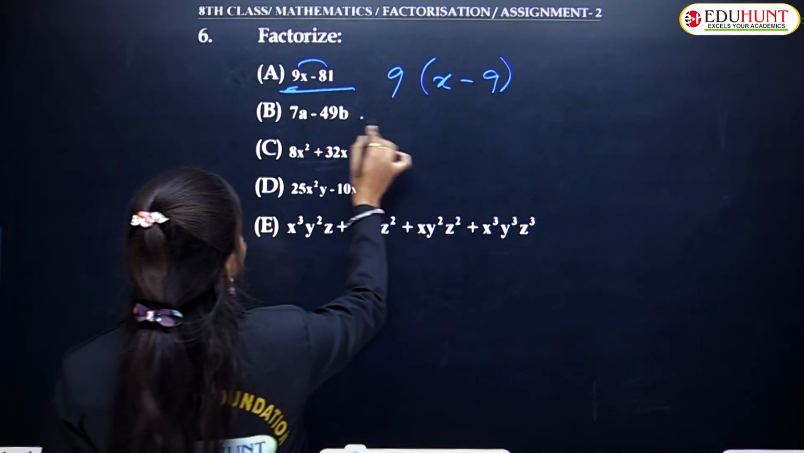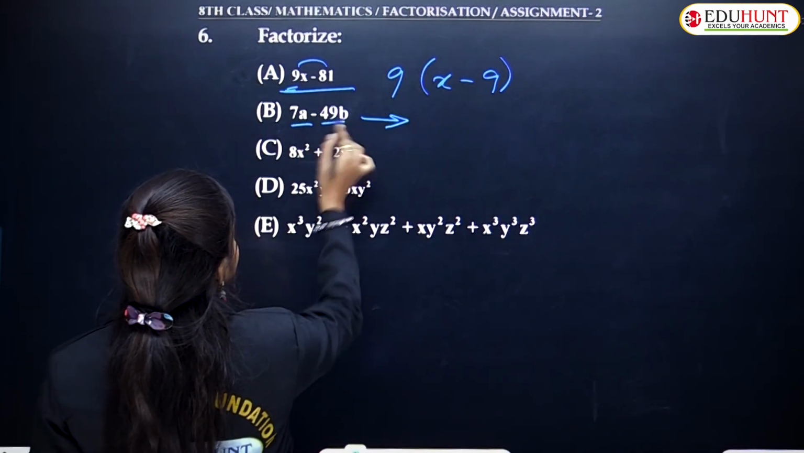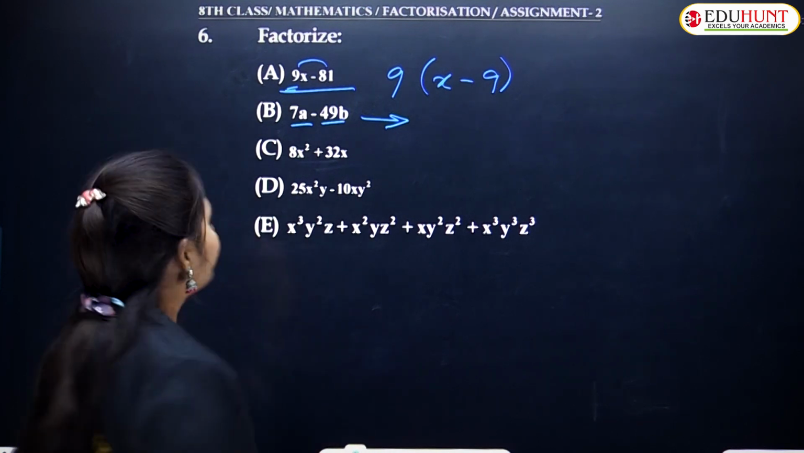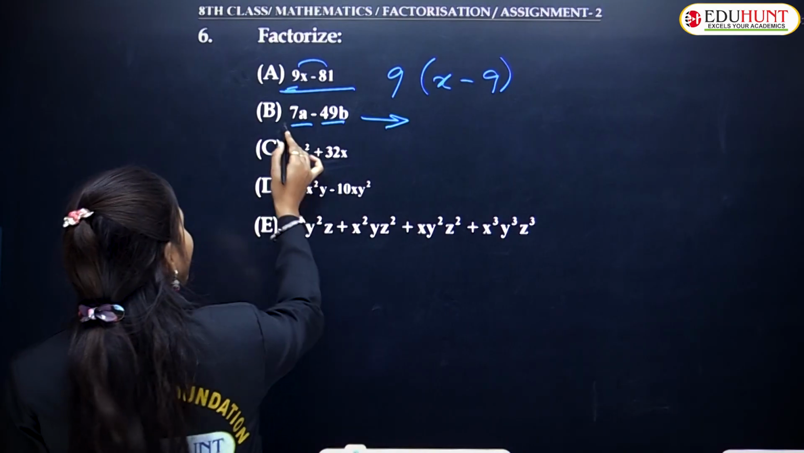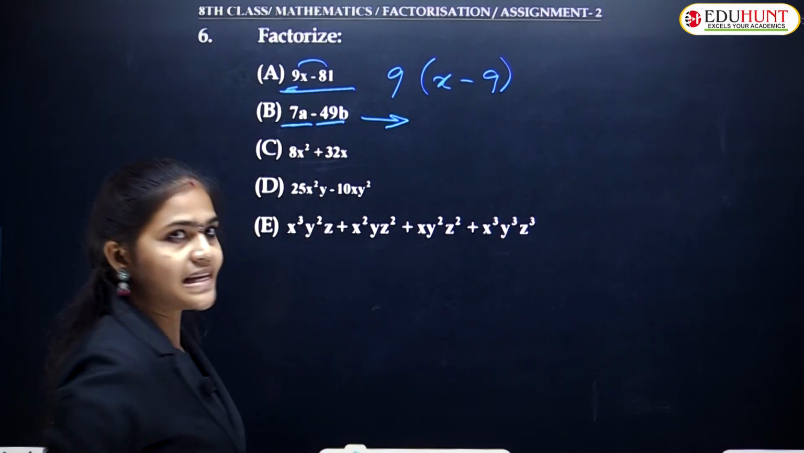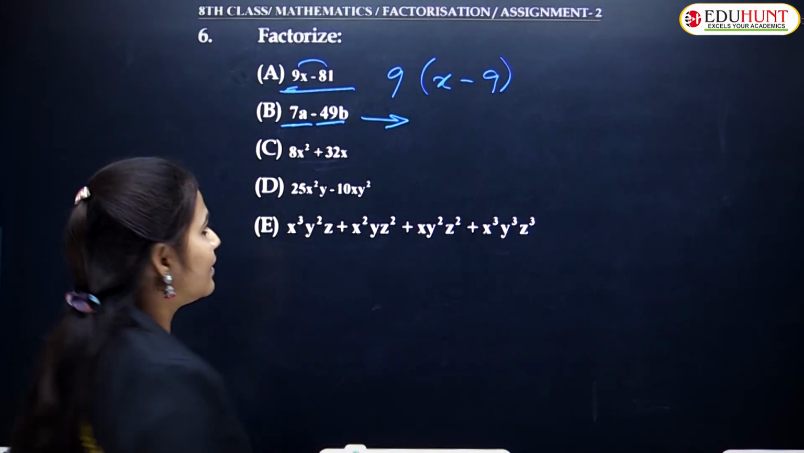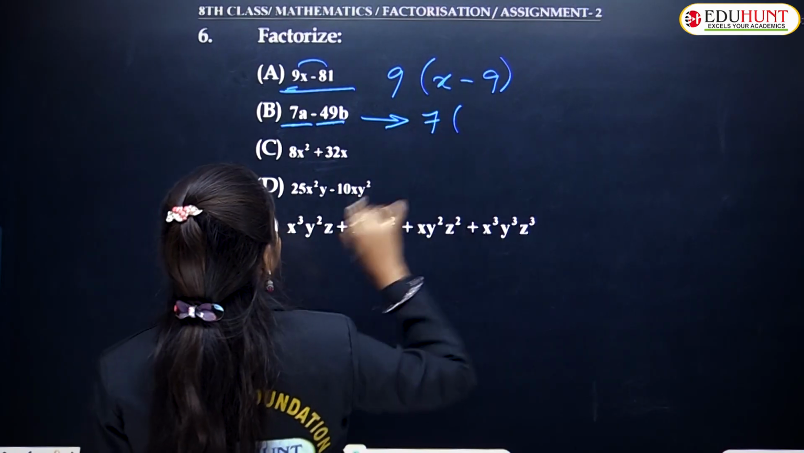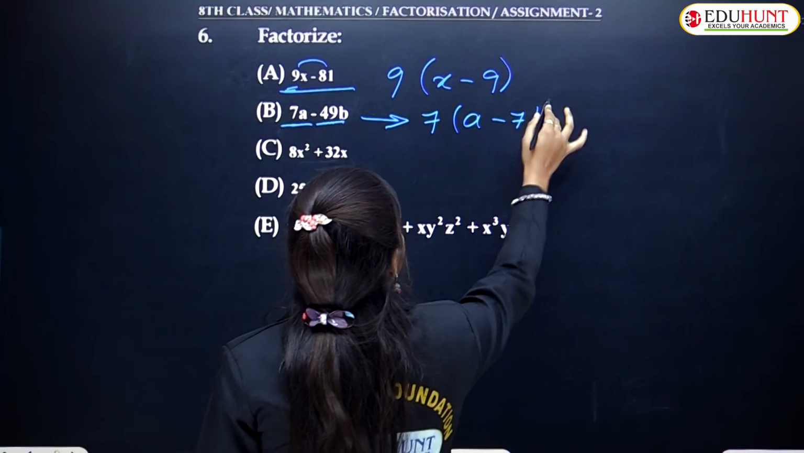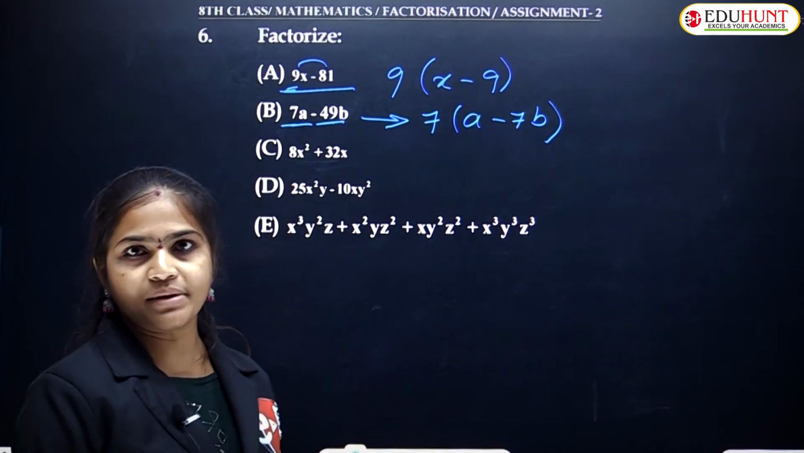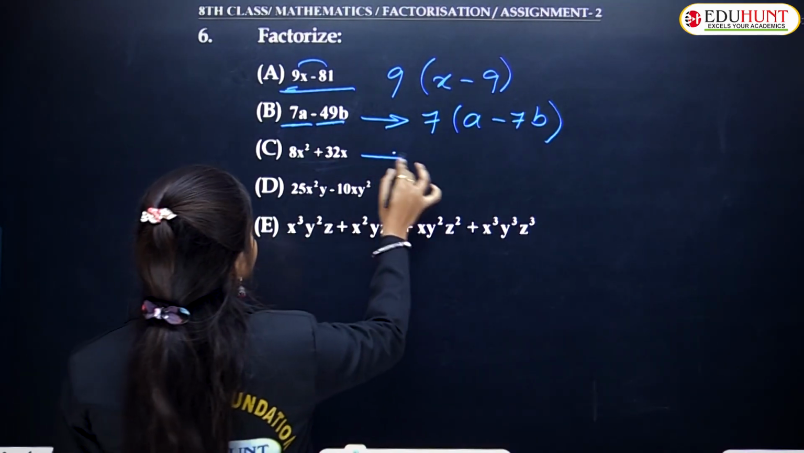Next, come to the second one. This is also the same: 7a minus 49b. Here a is there, here b is there, so that is not in common. But the numerical values 7 and 49 are there. 7 7s are 49, so we can take 7 as common. The leftover is a minus 7 7s are 49b, so a minus 7b.